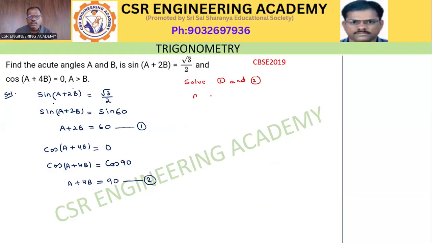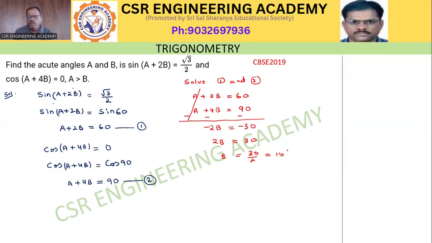A + 2B is equal to 60. A + 4B is equal to 90. Change sign: minus, minus, minus. A gets cancelled. Minus 4B plus 2B, that is equal to minus 2B, is equal to minus 90 plus 60, that is minus 30. 2B is equal to 30. B is equal to 30 by 2, is equal to 15.